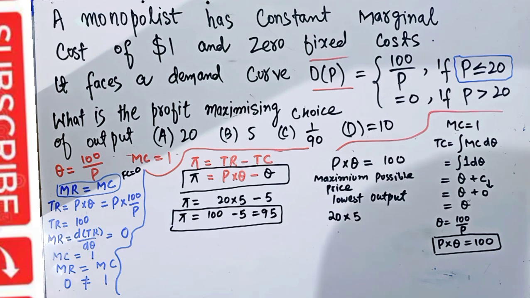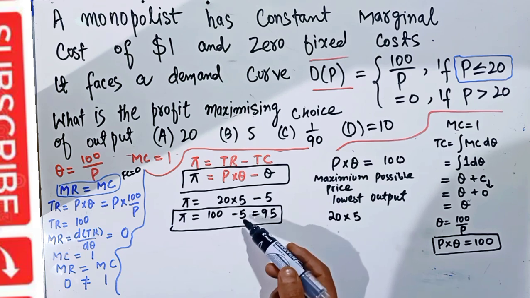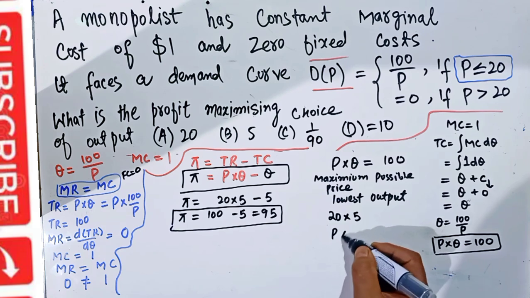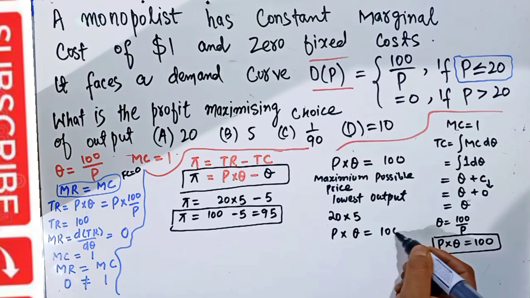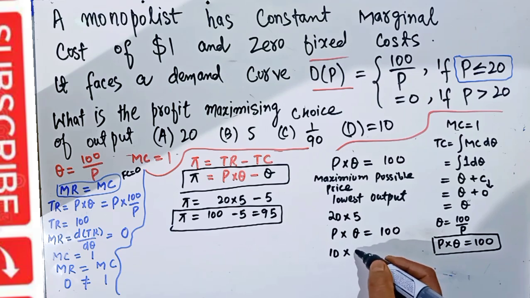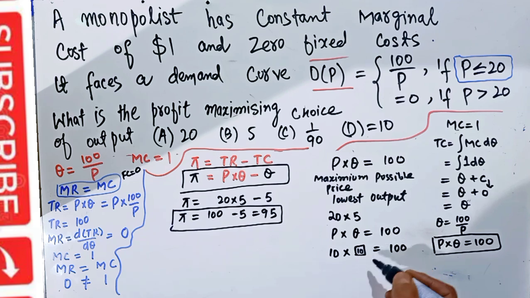And when he is charging the highest possible price, that means he is producing the lowest possible output, that is the output of 5 units here. Let's take any other value for price less than 20. Again, P into Q is equal to 100. Let's take P is equal to 10. If P is 10, then what will be the quantity? The total revenue is constant, which is equal to 100, so Q will be equal to 10.